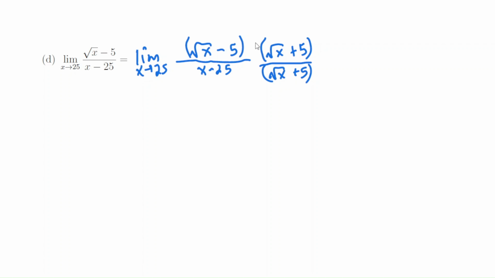Because this whole thing is 1, right? No matter what x is, this is just 1. We're just multiplying by 1. If you multiply something by 1, you don't change it. Okay, and let's put these in parentheses down here. And so what do we get?